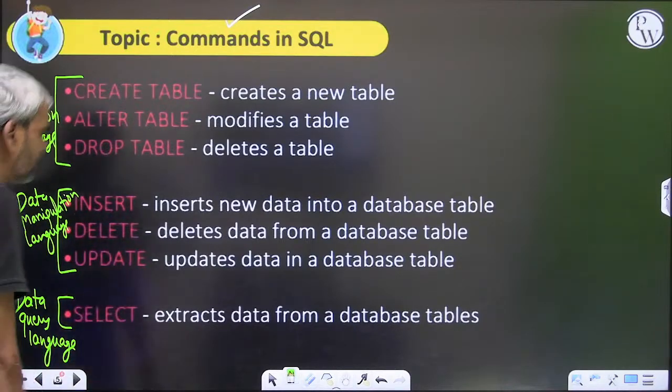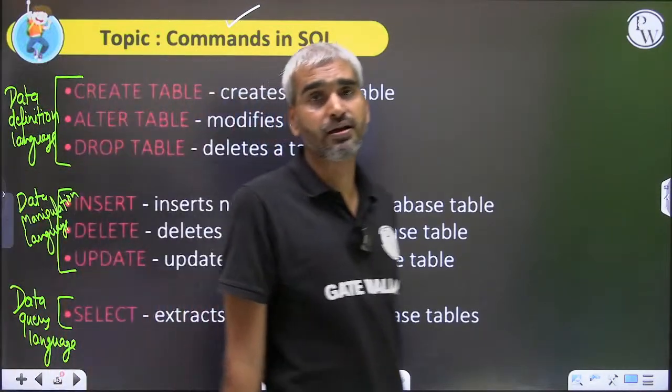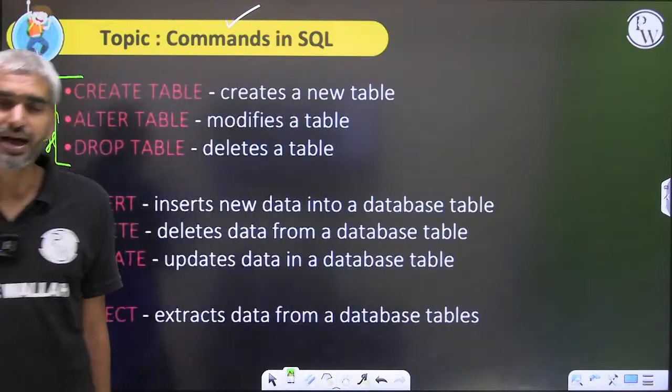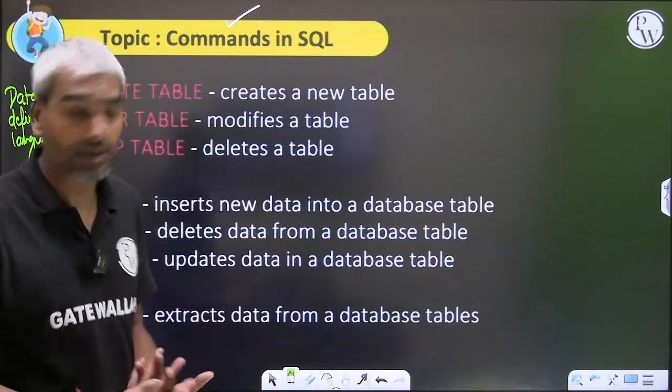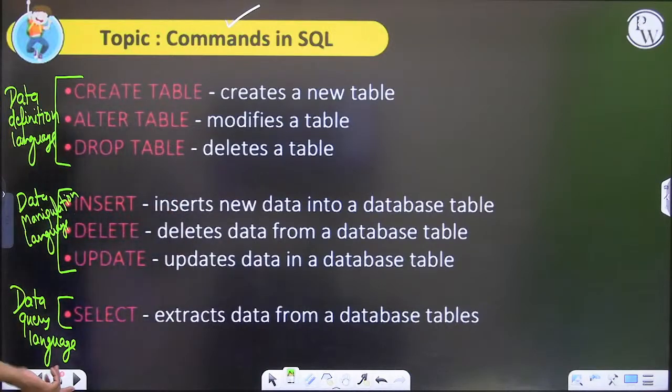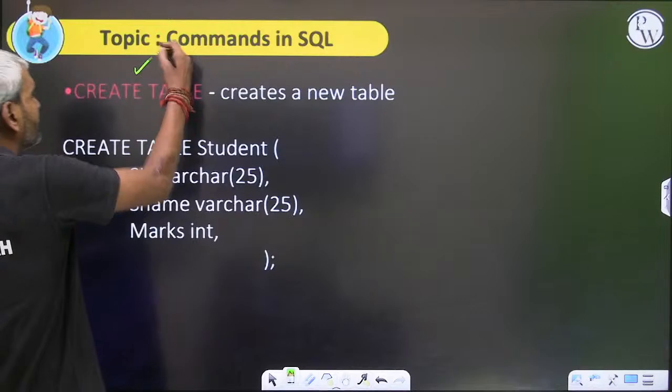I'm not going to discuss the commands related to data control language and transaction control language, because they have never been asked in the GATE exam. Okay, so let us first understand these different types of commands, then we will move to the next topic, that is aggregate function. So what is done by create table?